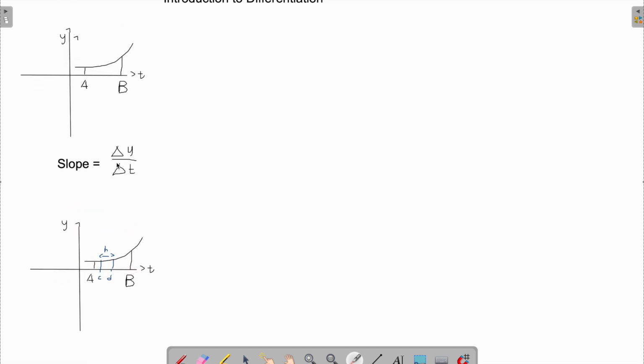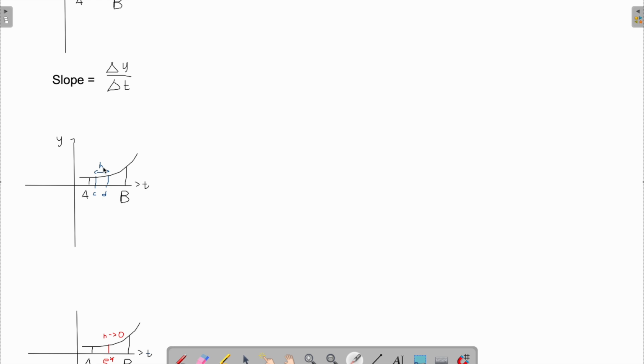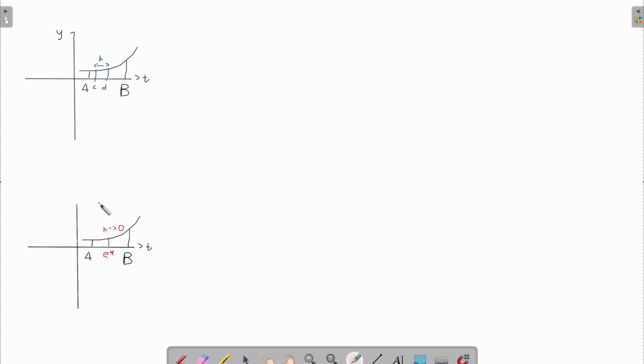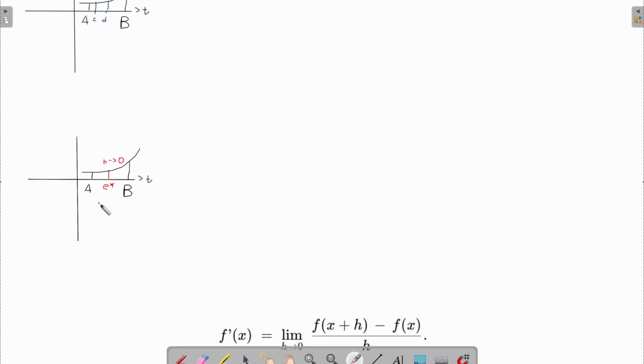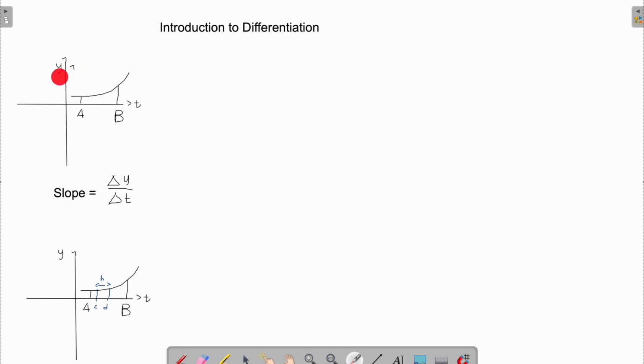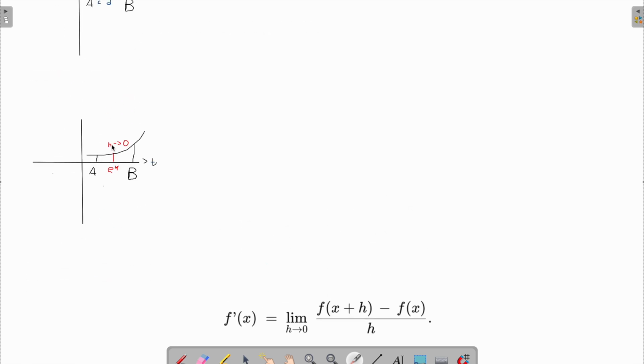So if we wanted to find a smaller rate of change, let's say between points little c and little d, we would just apply the same thing, finding delta y over delta t, but just for this time period here. This is then when we are first introduced to the concept of differentiation. Differentiation, simply put, is just finding the rate of change at a singular point.